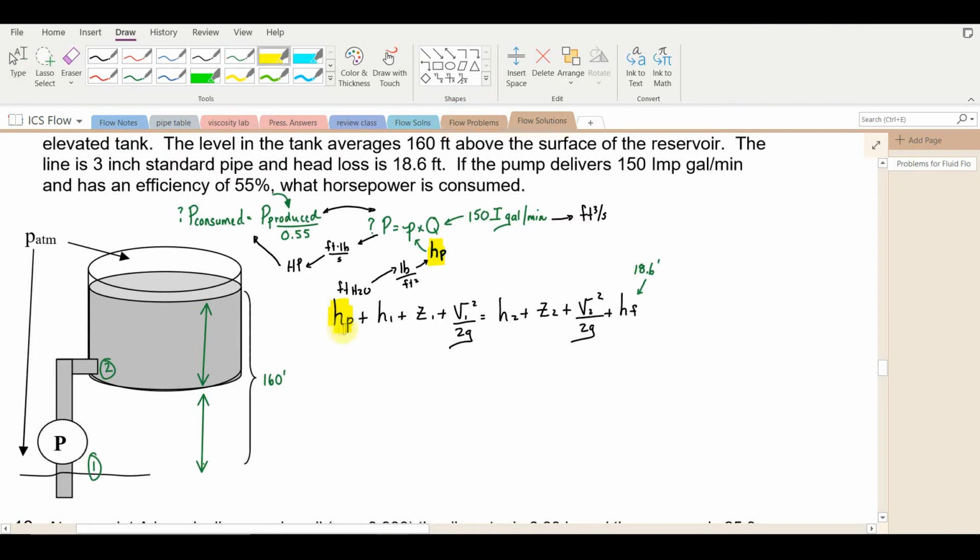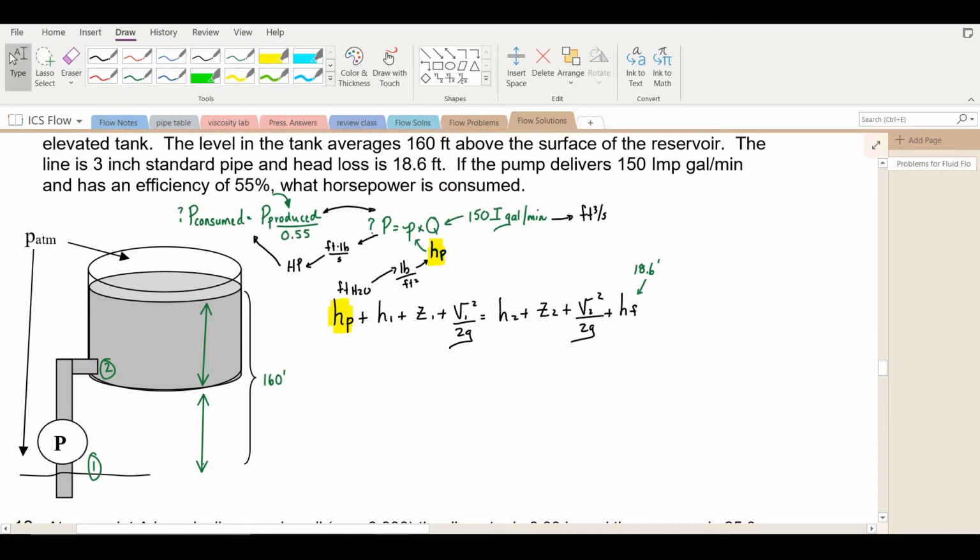We have a pump, so there's a pump term here, plus the pressure in the system at point 1, plus the elevation at point 1, plus the kinetic energy term at point 1 is equal to the pressure in the system at point 2 at the bottom of the elevated tank, plus the elevational potential energy. How far is it lifted? It's lifted this far, plus the velocity term, and we are given that the head loss due to friction is 18.6 feet.